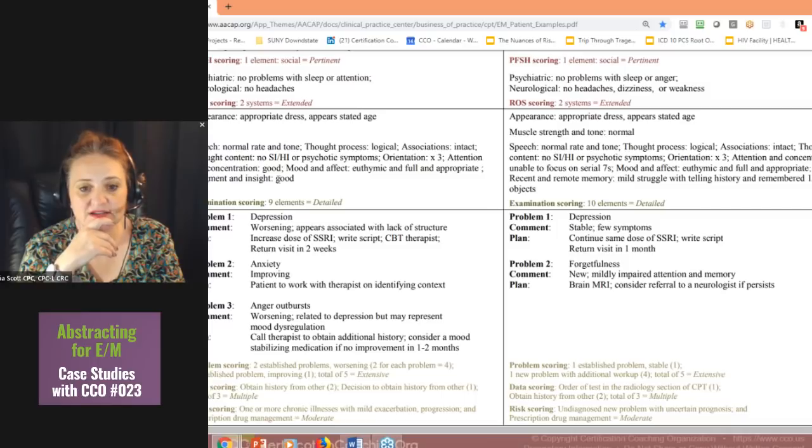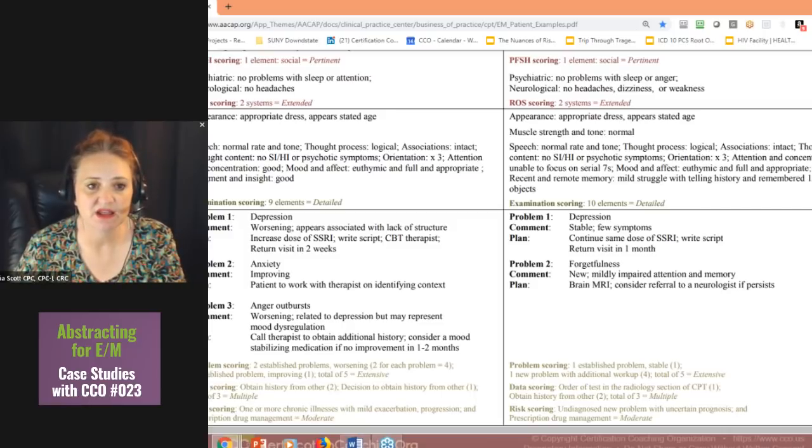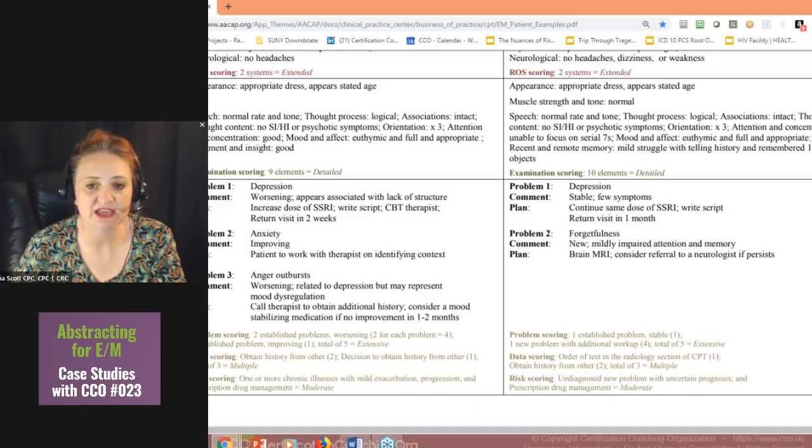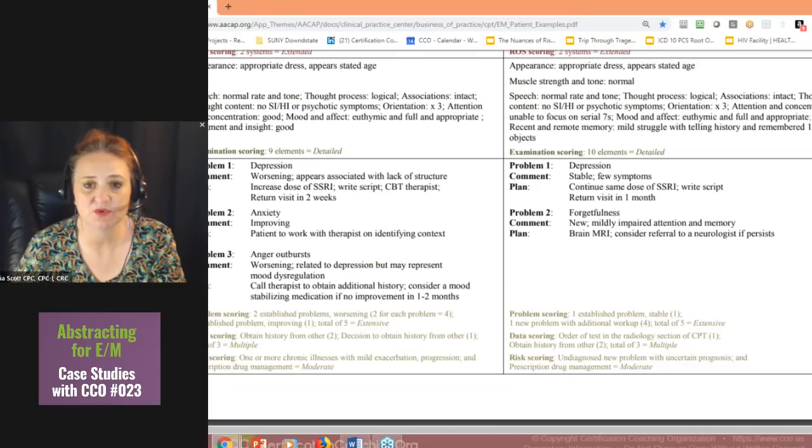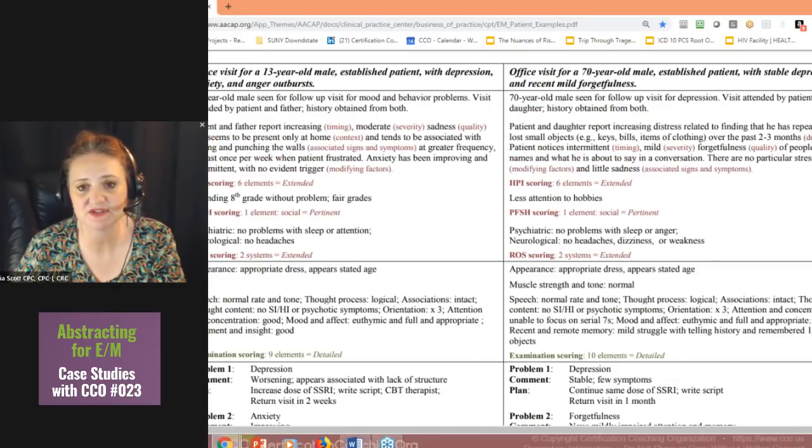Let's see, the data is, again, just obtaining the history and such, and there are multiple things that they do. And for the risk score, if you have more than 1 chronic condition and there's an exacerbation, then that bumps everything up. And we have 3 diagnoses and 2 of them are worsening. So again, that gives us our 99214.